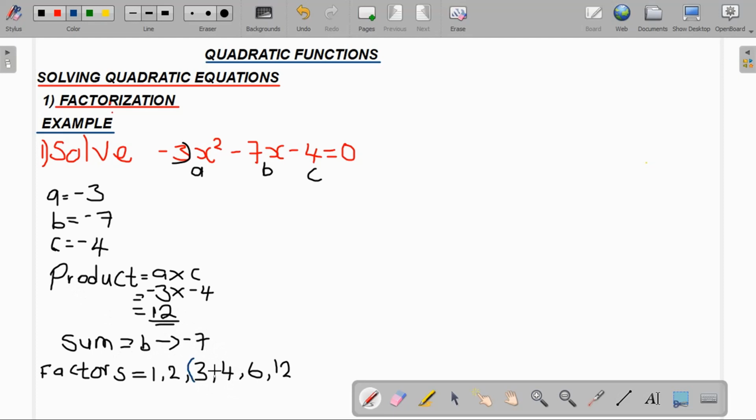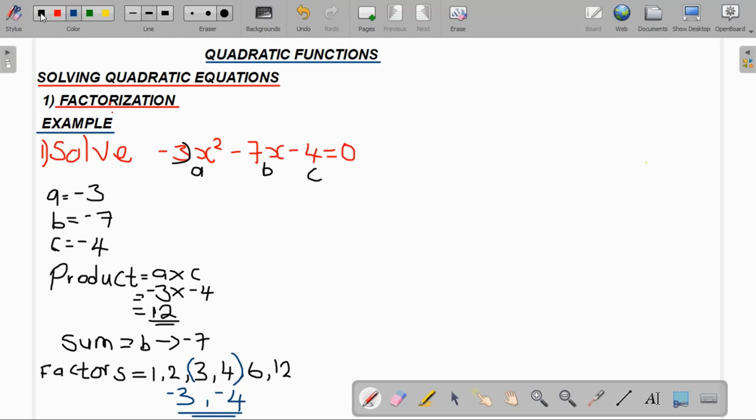In this case, we need those 2 numbers which when multiplied give us 12, and when added give us 7, but they can't give us negative 7. So what are we going to do to get negative 7? We're going to say negative 3 and also negative 4. So these are our factors. Negative 3 multiplied by negative 4 gives us positive 12. Negative 3 plus negative 4 gives us negative 7. So those are our factors.